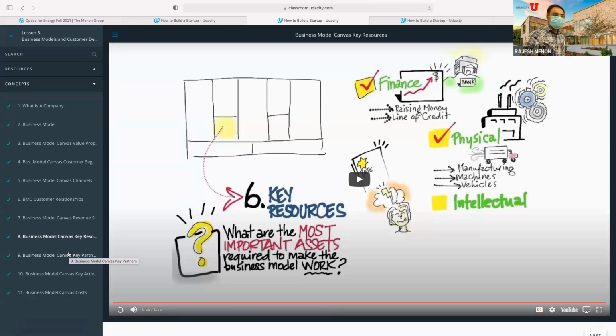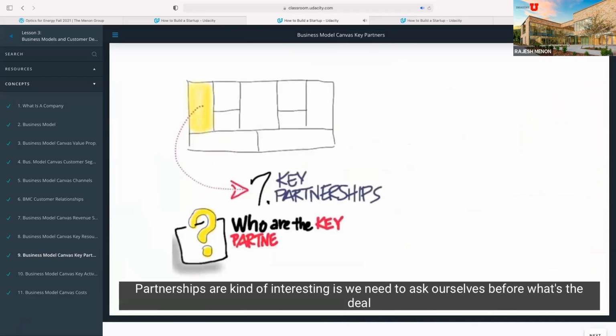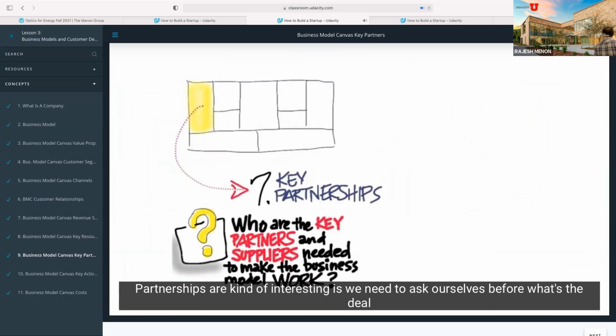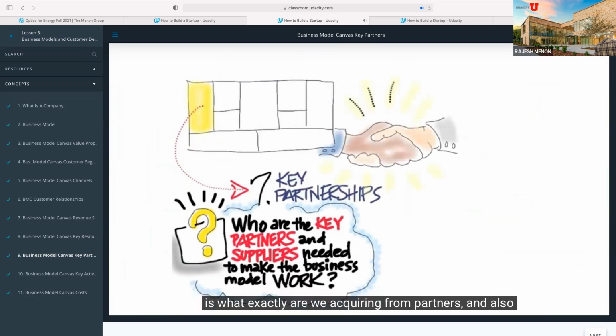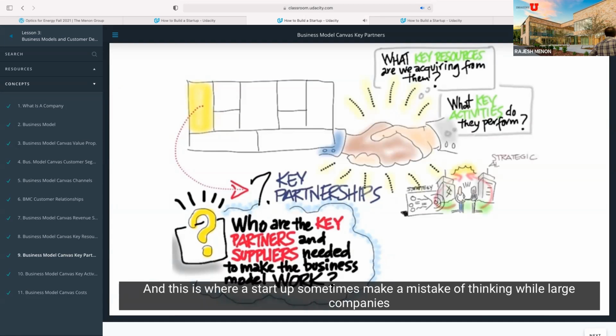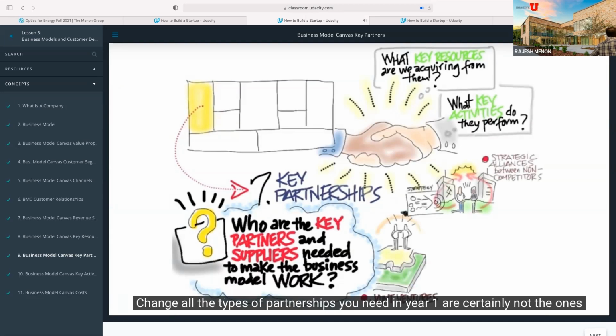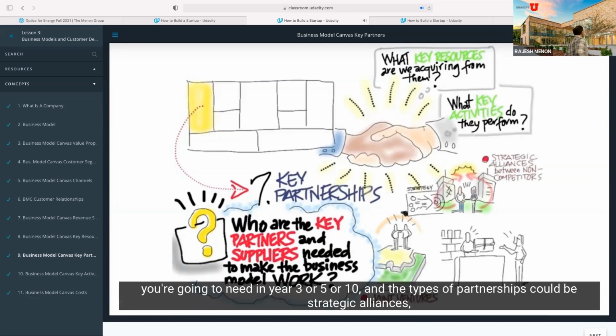Okay, so hopefully everyone filled in something, at least your first guess. Then let's move on to the next one: partnerships. The next piece is, who are your key partners and suppliers? Partnerships are kind of interesting. We need to ask ourselves what exactly we are acquiring from partners, and what activities they are going to perform and when. This is where startups sometimes make a mistake of thinking, well, large companies do partnerships, I guess I need those too on day one. Turns out the types of partnerships you need in year one are certainly not the ones you're going to need in year 3 or 5 or 10.